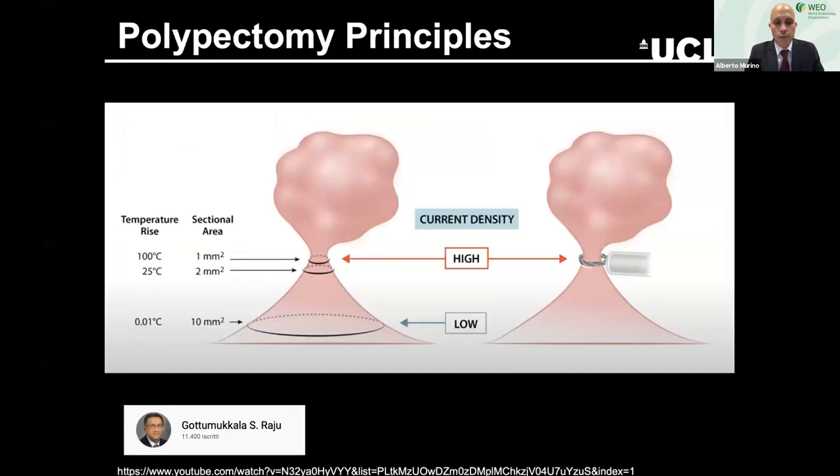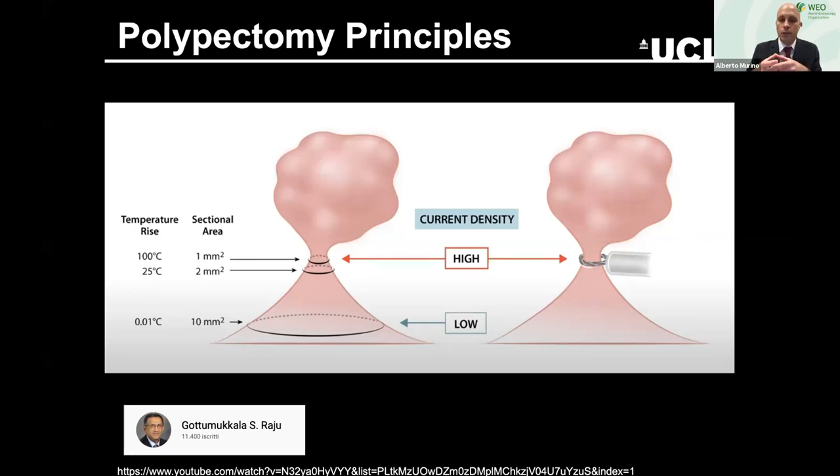And I found this little video from Professor Raju on YouTube, which I recommend to all the attendees. It's very didactic, and it covers the principles of resection. The first thing you need to keep in mind is the current density when you apply the cut. It's important that you snare the stalk of the polyp tightly so that you can apply an effective cut, because the current density increases when you cut a small portion of the stalk with a snare.